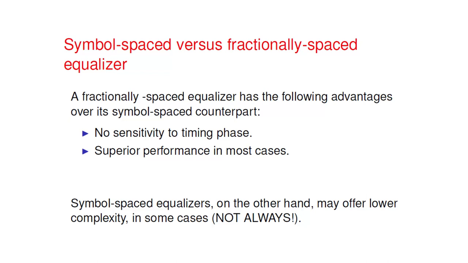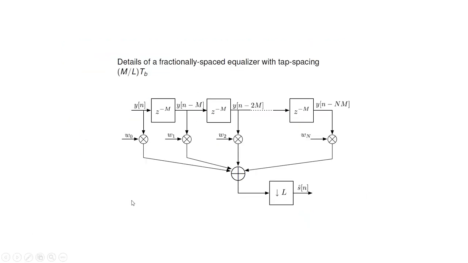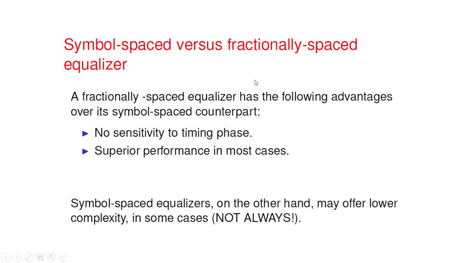So the important point is that the spacing between the taps is fractionally achieved through the process of first interpolating the signal, then passing it through the channel, and at the receiver you will have to downsample. After the equalizer you will have to downsample the signal. So that's basically the principle of the fractionally spaced equalizer.